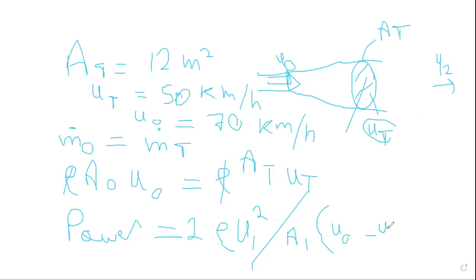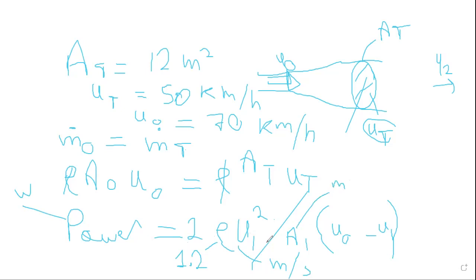Here also you should take care of units. If you want the power to be in watt, then for the density rho, please be familiar with properties of air and water. For air, you can take rho equal to 1.2 kilogram per meter cube. You have to convert velocities to meter per second, and your area should be in meter square. This will give you a power in watt.